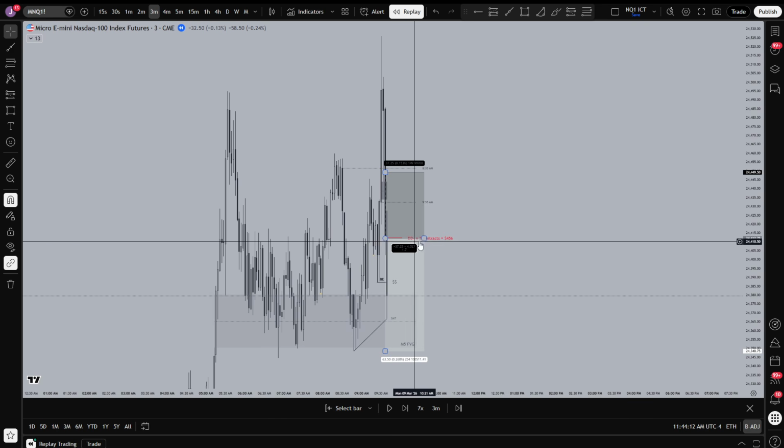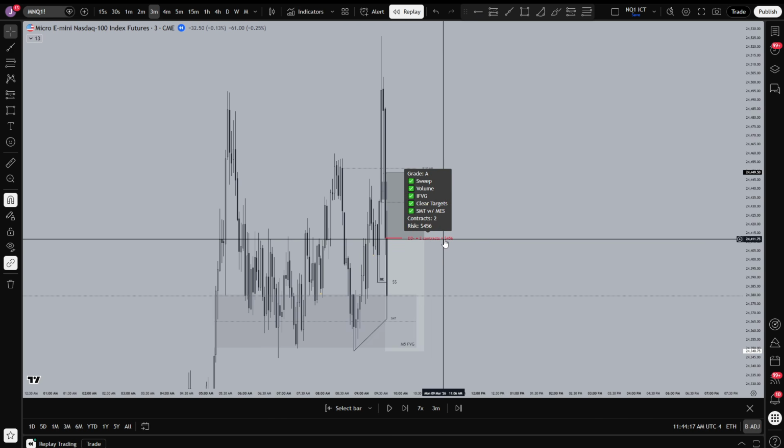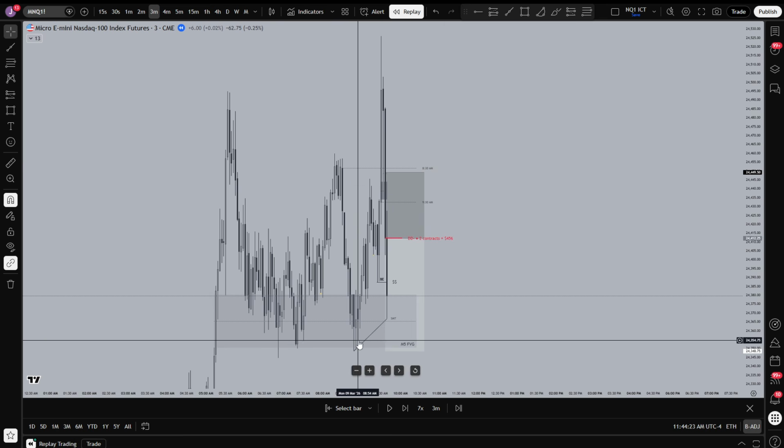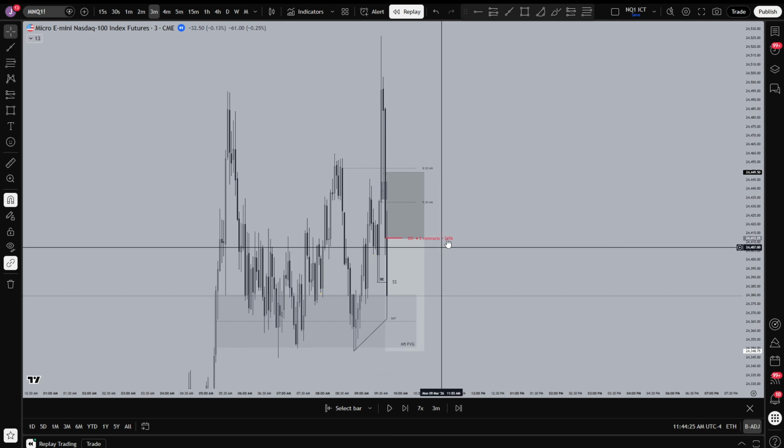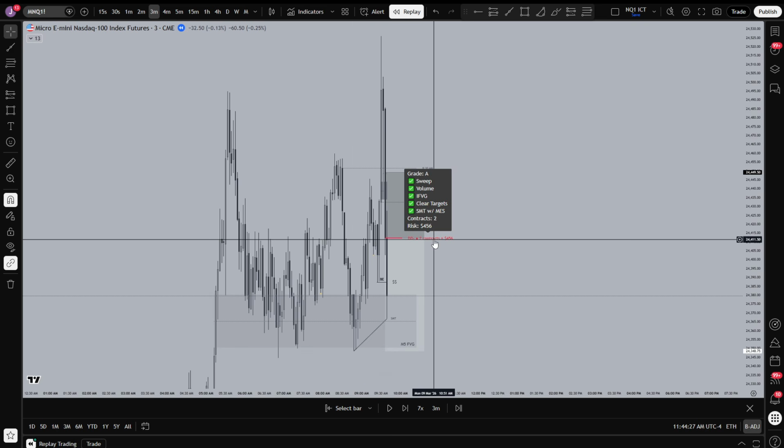This dot characterizes volume coming into the market. So that's a strong indication that volume flipped, and that we're about to probably change directions. We have clear targets to target, which was these relative equal lows, right? And then we had an SMT with ES.